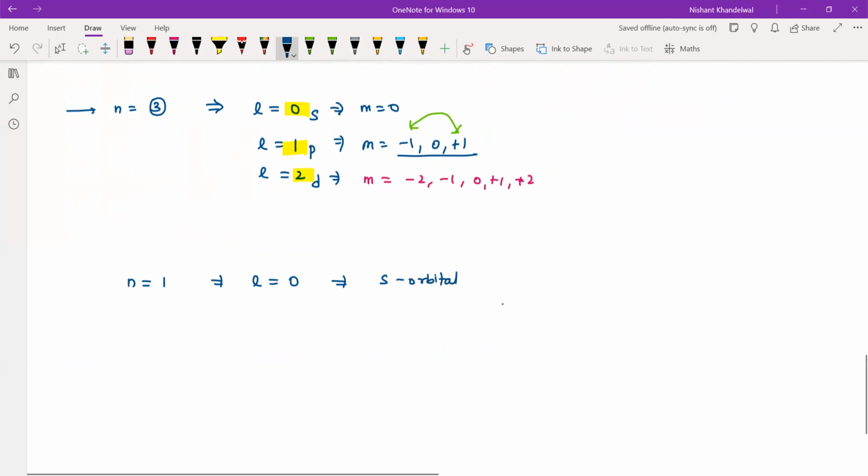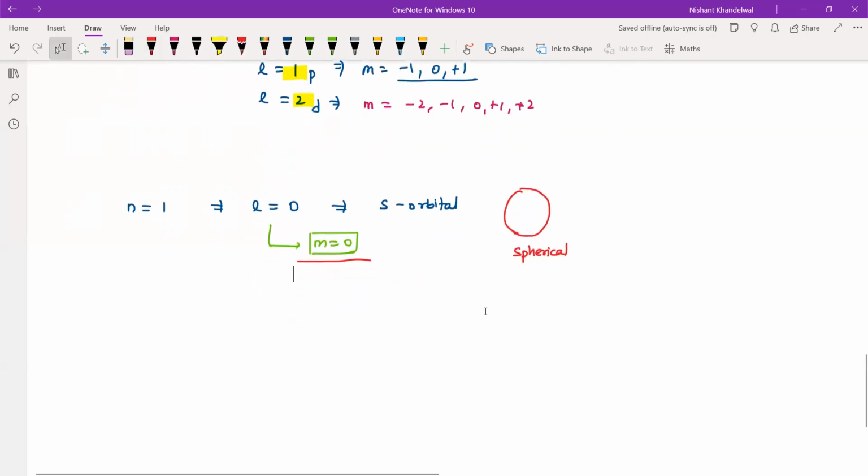And as it is S orbital, if L is 0, we know M is 0. Like orientation of orbital in space is 0. So basically, S orbital looks like this, a sphere, spherical. And it is independent of direction because M is 0. So it does not depend on direction. Yes, it has non-directional characteristic.